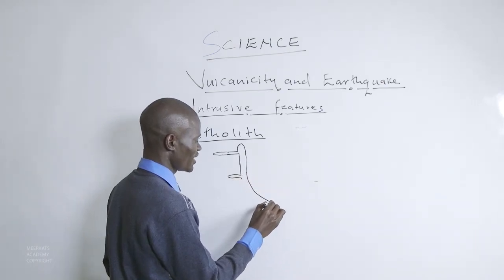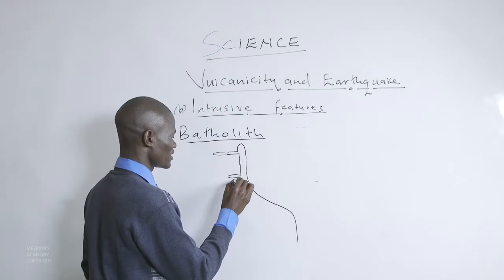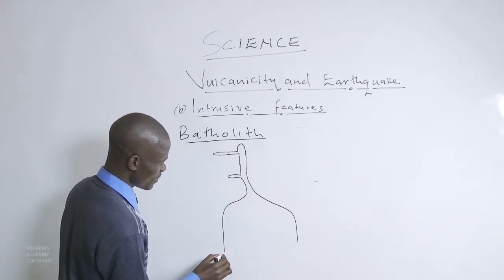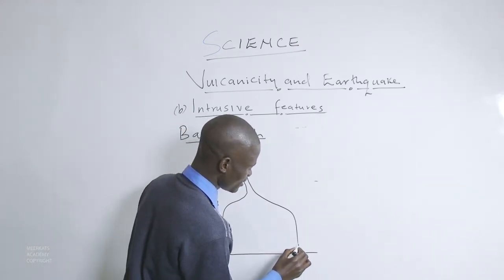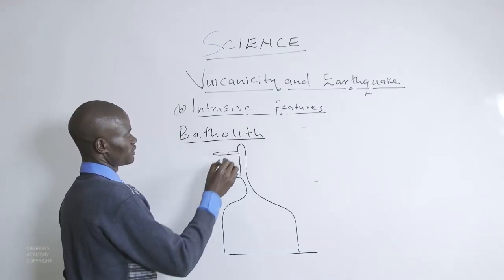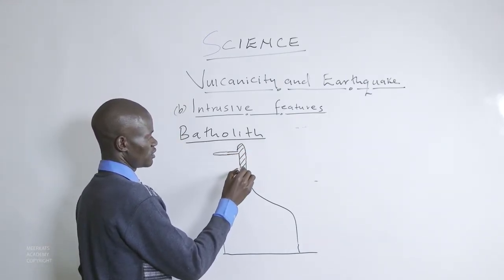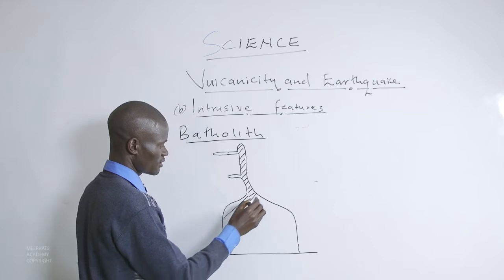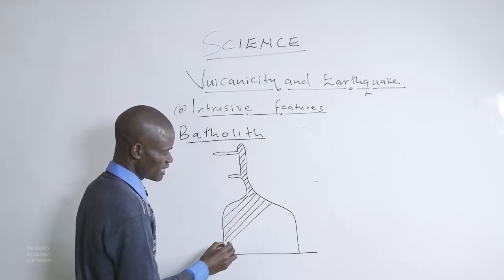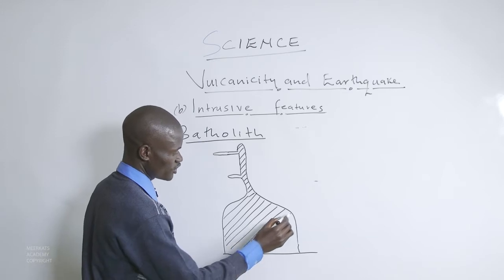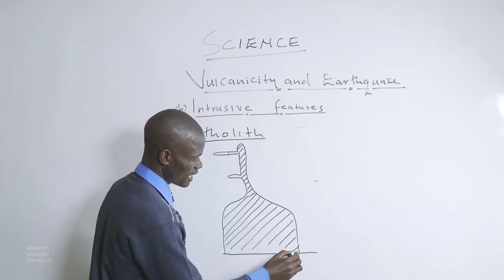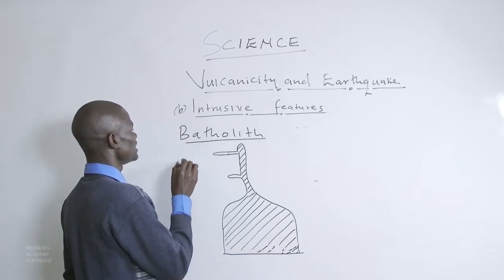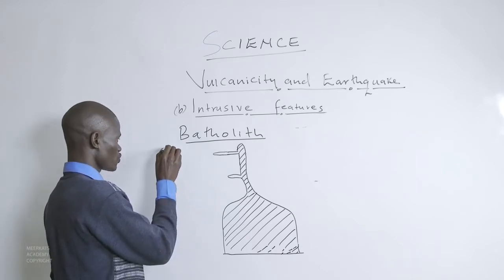It looks like a huge mass of rocks that is emanating from the magma chamber within the bedding planes, and as a result of that, it is exposed within the earth crust. In the bedding planes, this is how that huge mass of a batholith may look within the bedding planes of the crustal rocks.